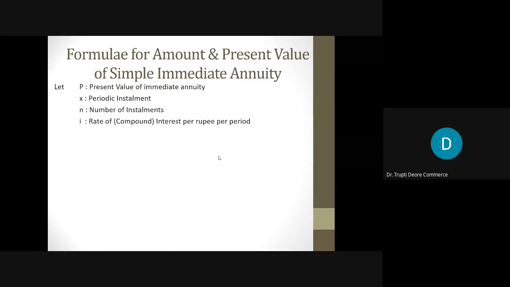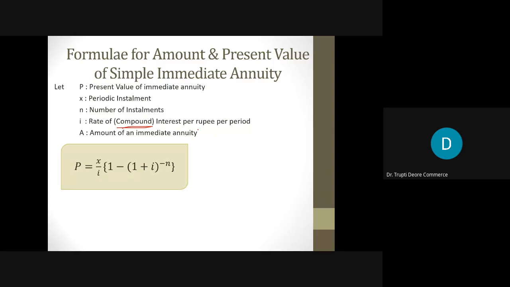So P is the present value of immediate annuity, X is the periodical installment. It means if the payment of a particular annuity is quarterly, then X is equal to the amount per quarter, and N becomes the number of installments. It means 1 year is equal to 4 quarters, so N is converted into quarters or whatever compound interest conditions are given. I is equal to the rate of compound interest, right? We have seen it is a compound, so it is only used for compound interest sums. A is equal to the amount of an immediate annuity.